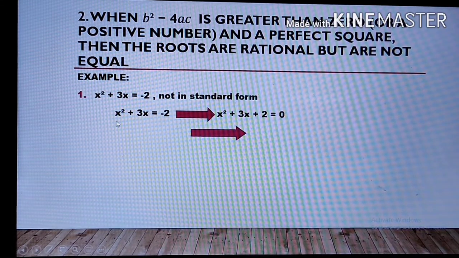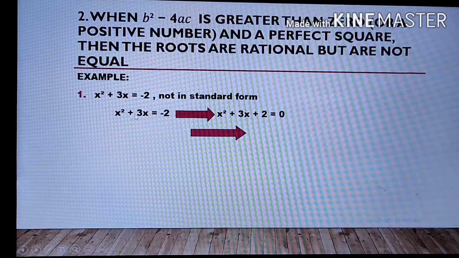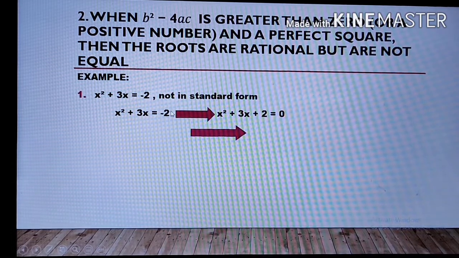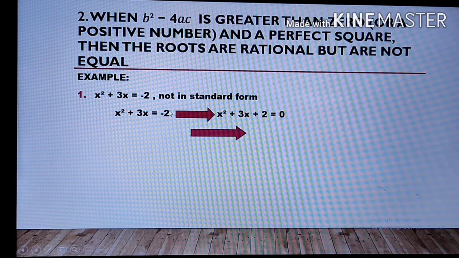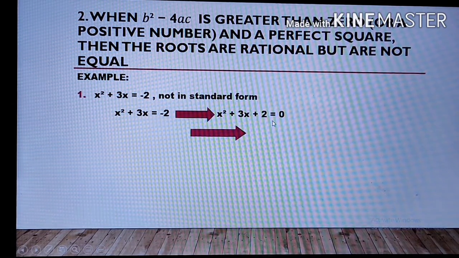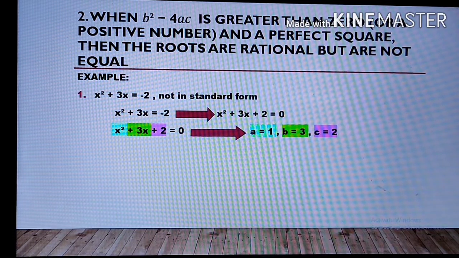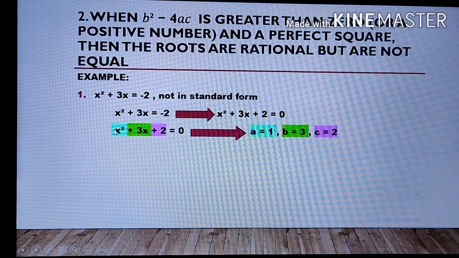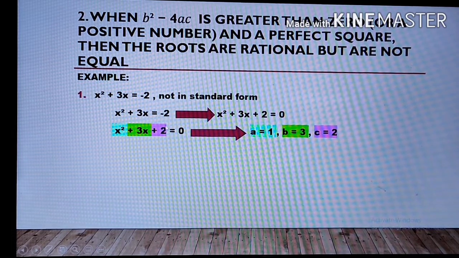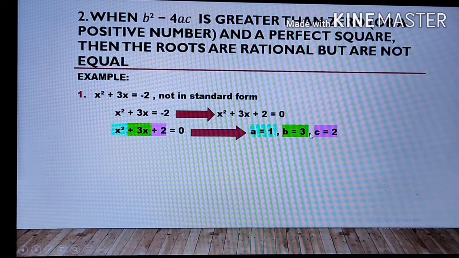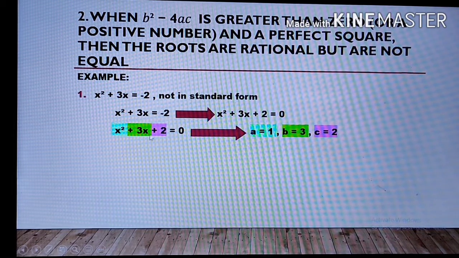So, yan. So, from x squared plus 3x is equal to negative 2, magiging x squared, copy lang, x squared plus 3x. Then, itong negative 2, i-transpose natin to the right side. From negative 2, magiging positive 2 is equal to 0. So, na-standard form na siya, diba? X squared plus 3x plus 2 is equal to 0. So, next, we are going to find na the values of A, B, and C. So, our A here is 1. Ito yung, ang A is ang first term, yan, 1. Then, B is the second term, so plus 3. So, the value is positive 3.